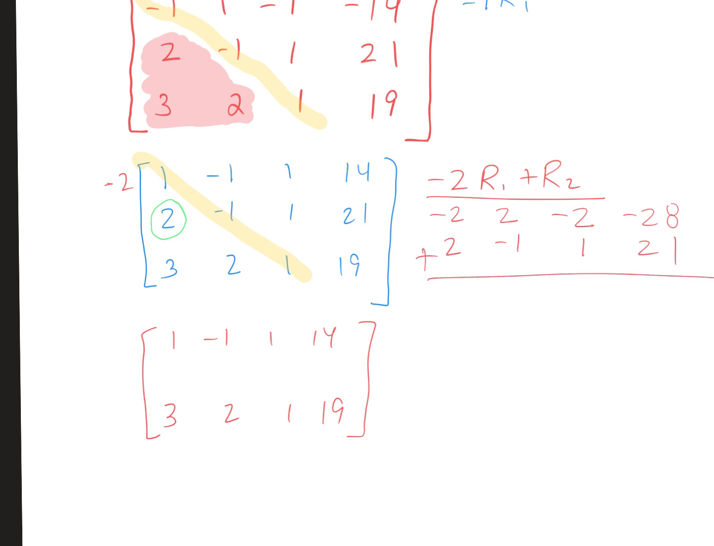All right, when I add these together, I'm going to get my new second row. What's negative 2 and positive 2? 0. What's 2 minus 1? 1. What's negative 1 plus 1? Negative 1. And what's negative 28 plus 21? Negative 7. So this is 0, 1, negative 1, negative 7. Okay, let's look at our diagonal.